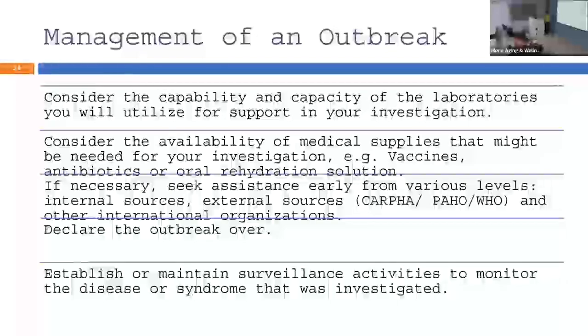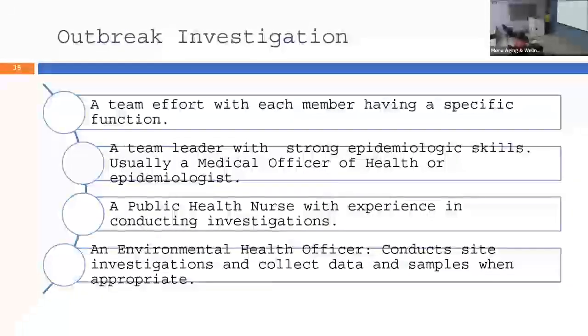It's not a perfect system. We have to continue to maintain surveillance activities and monitor the disease or the syndrome over time. It's a team effort. You usually have a team leader with strong epidemiologic skills, and that can be the medical officer of health, who is the team leader in the parish, or an epidemiologist, public health nurse, public health inspectors, or environmental health officers too.